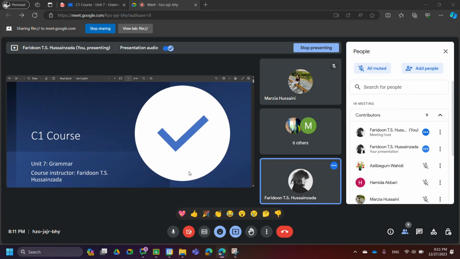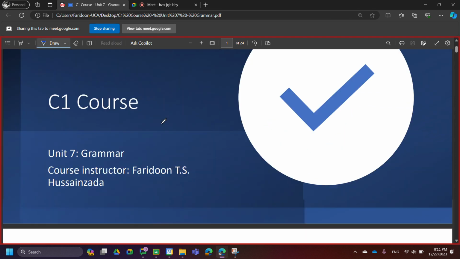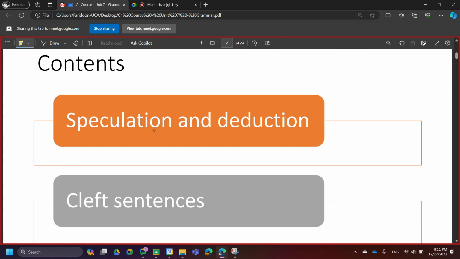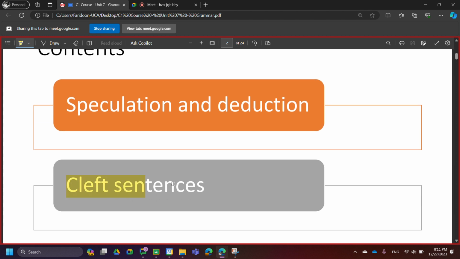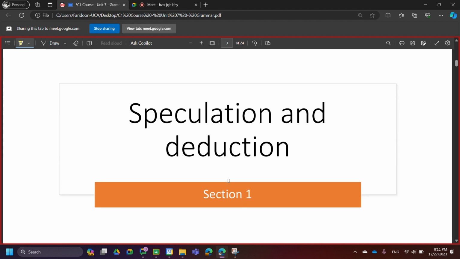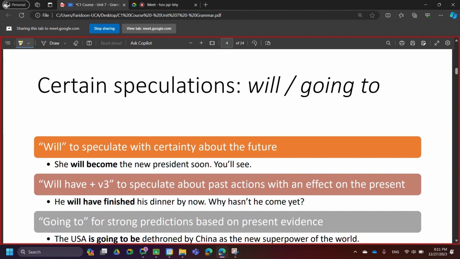Okay. So everyone, Unit 7 grammar now. We again have, I believe, two parts in here. Let me see if I can bring it up. Yeah, okay. Section 1 will be speculation and deduction. Section 2 will be about cleft sentences. Okay, so I hope you can learn it very quickly. Okay, section 1, speculation and deduction.